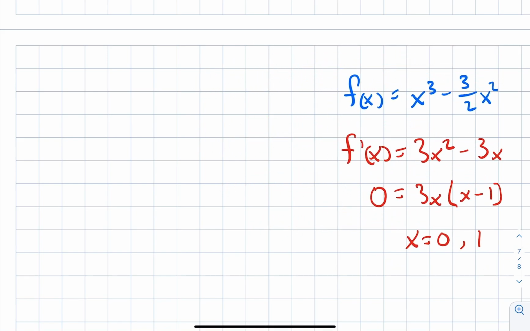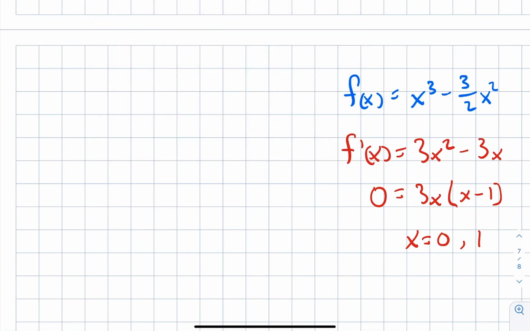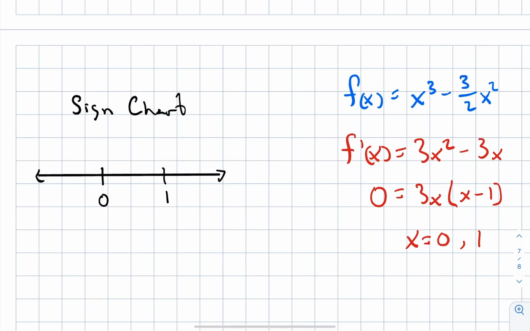And what we want to do now is something called a sign chart to determine what's happening around those x values. Okay, so what we can just do here is this. We're going to make a straight line here, and we're going to look at the values 0 and 1. And what we want to know is what is happening with the derivative in each of these sections, okay? So values that are less than 0, in between 0 and 1, and then more than 1, okay?